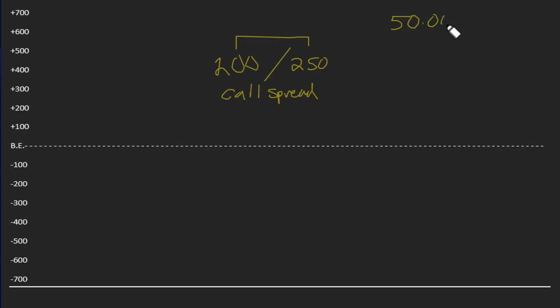Let's do one last example here to make sure it hits home. Let's say we go out and we trade, and I'm going to do a really wide one. We trade a 200 by 250 call spread, vertical spread. What's the most that this spread could ever go to in value? $50. What's the minimum that a spread can ever go to? That's always 0. So this is a $50 wide spread.